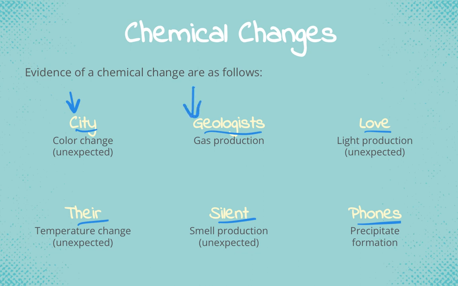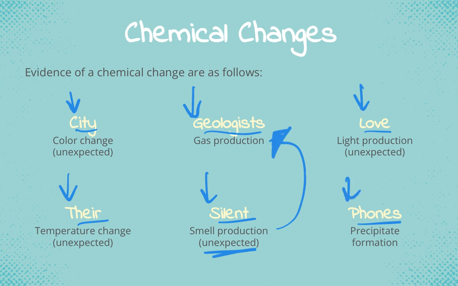Geologists represent the G, which is gas production. I can see bubble formation here, or I smell an odor. Love stands for L, light production, again, unexpected light production. Their stands for the T, temperature change, unexpected temperature change. If I boil water, I expect it to get warmer. If I put it into the freezer, I expect it to get cooler. This would be an unexpected temperature change from an exothermic or endothermic reaction. Silent, the S, stands for smell production, unexpected. This relates to gas production.